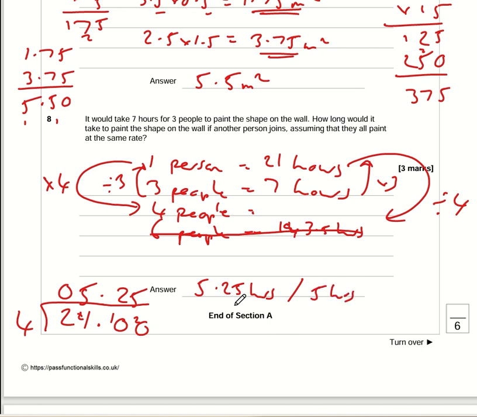Remember, 0.25 is not 25 minutes. 0.25 is quarter of an hour. So 5 hours and 15 minutes. Or you could say 5 1/4 hours. Many different options there.